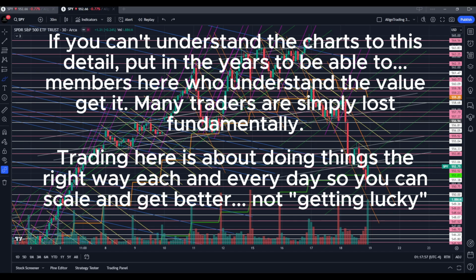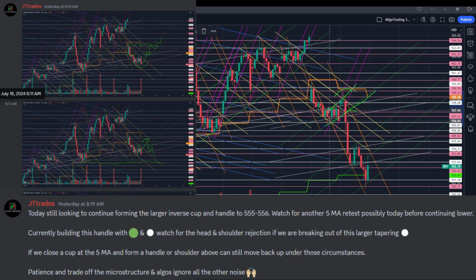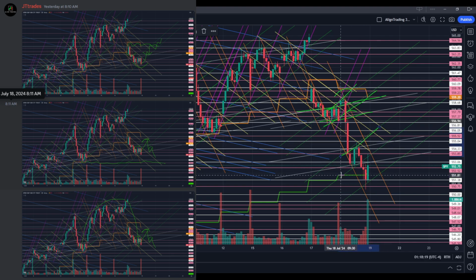Well, it's very real. And as you can see, I explained in the pre-market brief to be looking for this head and shoulder rejection right here off of the 5-day moving average if we got that retest with the green algorithm and the white tapering right there, and you see that beautiful trade right there. And once again you see the same algorithm, head and shoulder rejection.